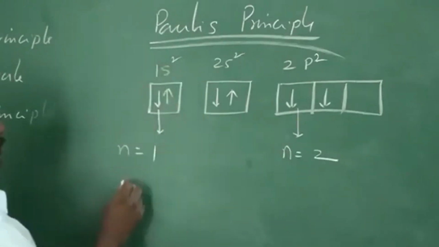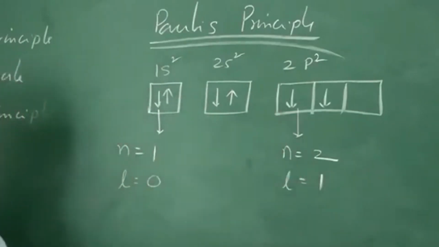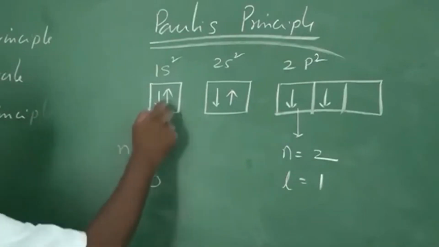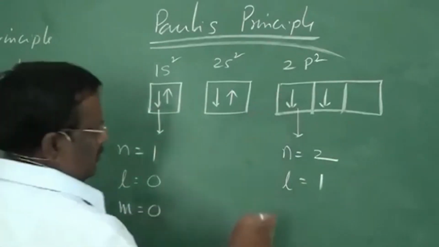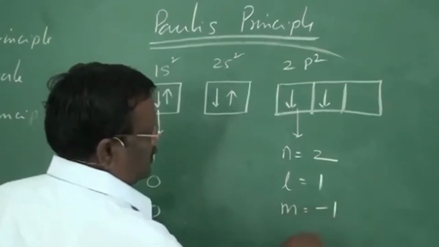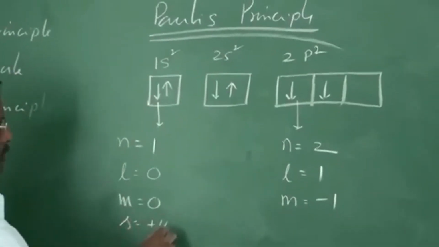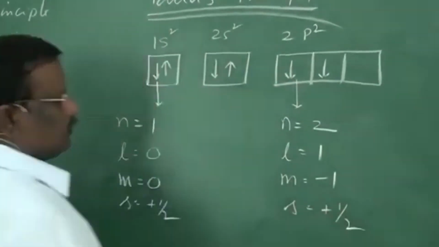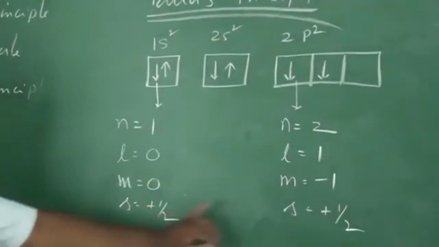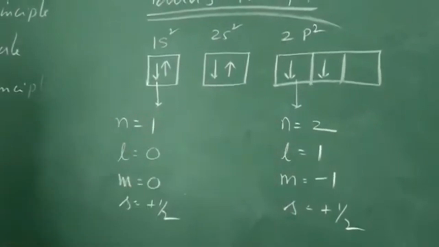Now for this electron, l is equal to 0. For this electron, l is equal to 1 because it is p. For this electron, m is equal to 0. For this electron, m is equal to minus 1. For this electron, s is equal to plus 1/2. For this electron, the spin quantum number is plus 1/2. Here, the spin quantum number may be the same, but the remaining quantum numbers differ.